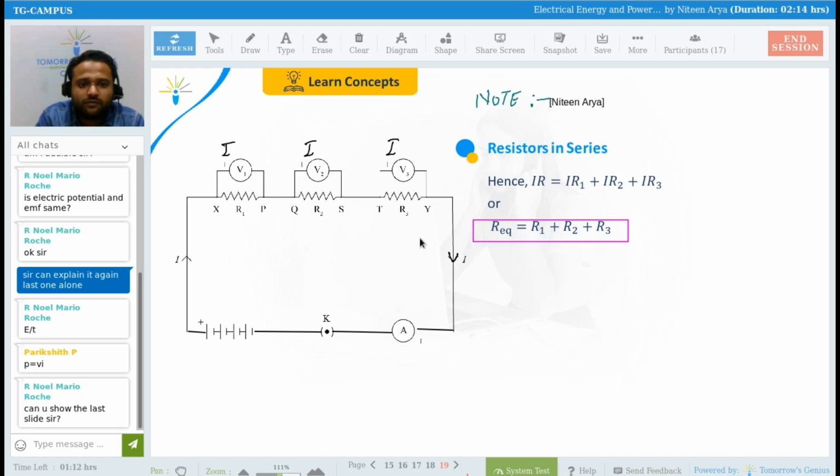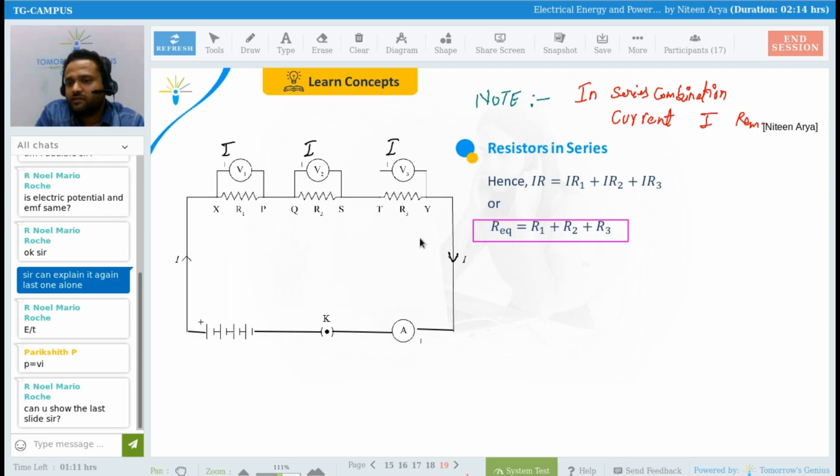So you can find that in series combination, current I remains the same.